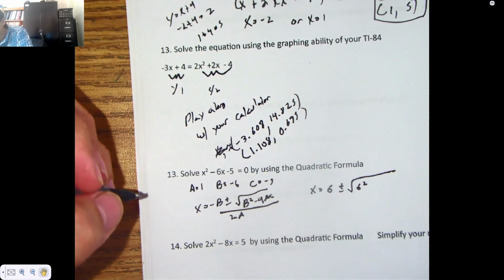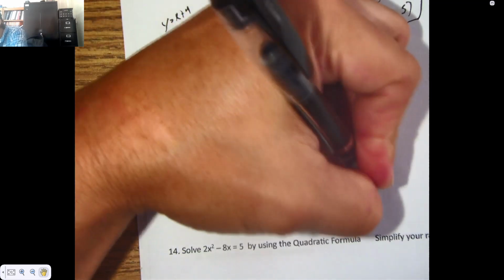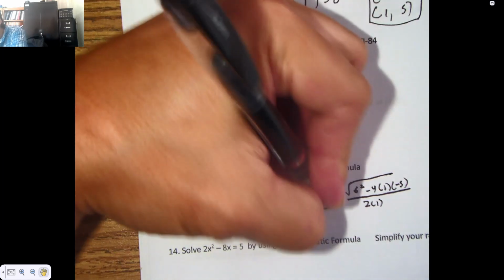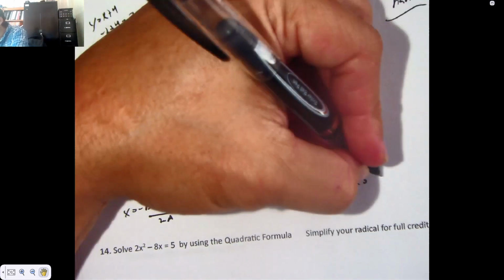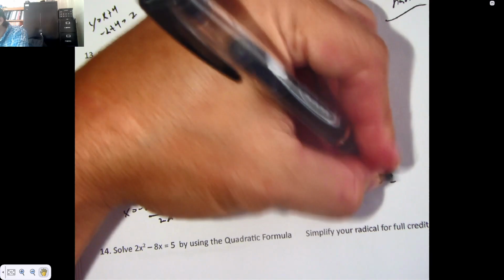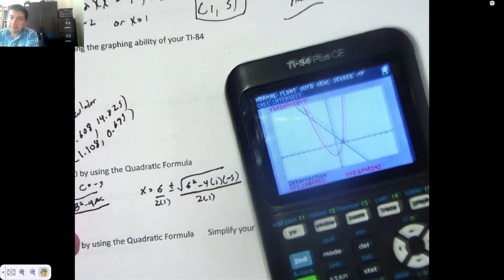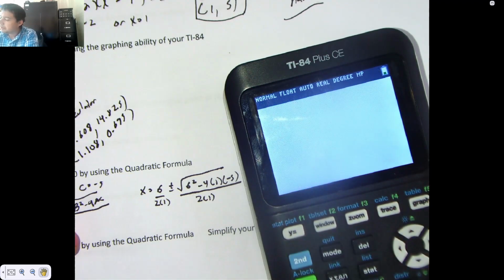Opposite of a negative 6 is a positive 6, plus or minus square root of a 6 squared. Remember, if you're going to square a negative, don't worry about the sign. Minus 4 times a times c, all sitting pretty over twice a. I'm just going to go ahead and break that apart into two fractions. And what do I have here? I have 6 over 2, which is a 3. And if I don't know what 6 squared minus 4 times 1 times negative 5 is, God help me for starters, but whatever.